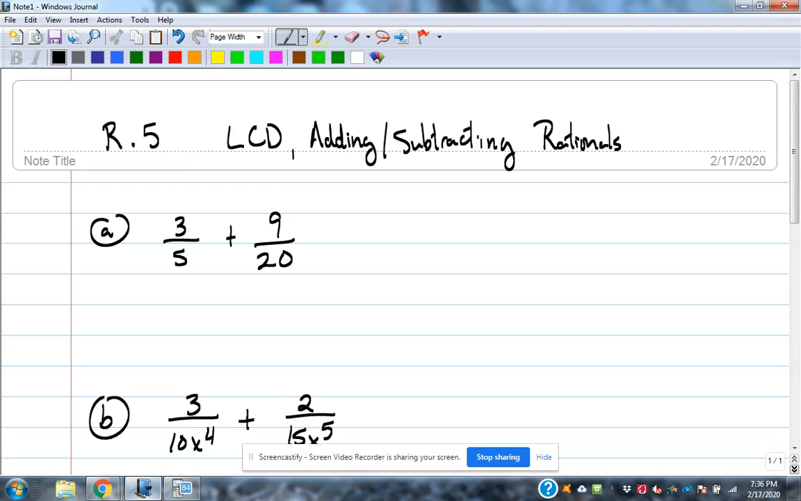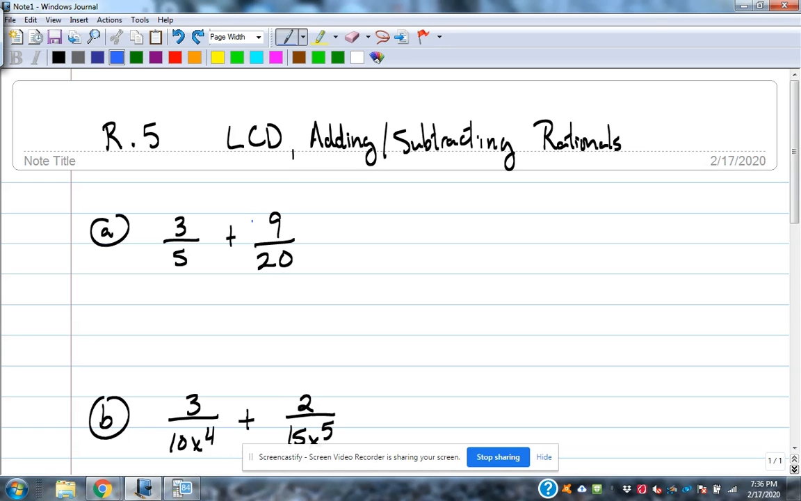So when we look at this one, example A is an elementary school kind of math problem, but let's think about factors that each denominator has. Doesn't really matter what's on top at this point. We're just looking at the denominators. So what do we know about the number 5? What kind of number is it? It's prime, okay? So that means it doesn't have any other factors other than 1.